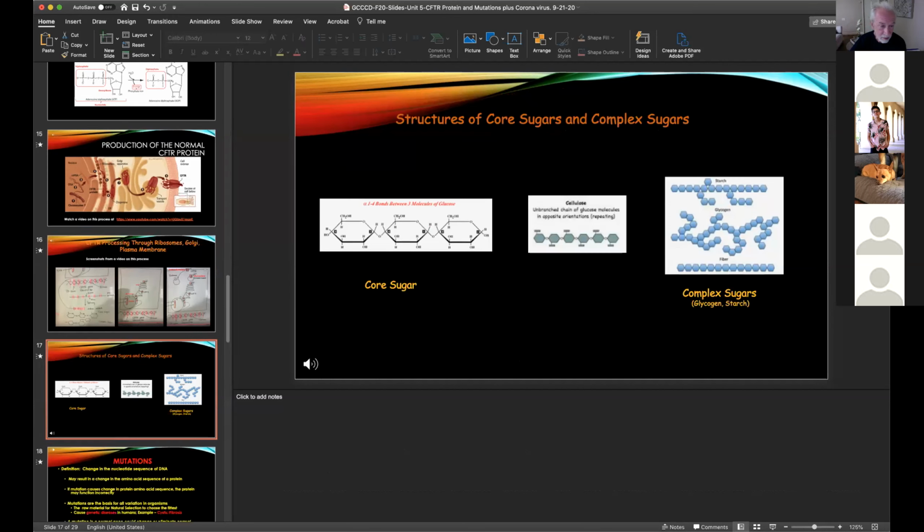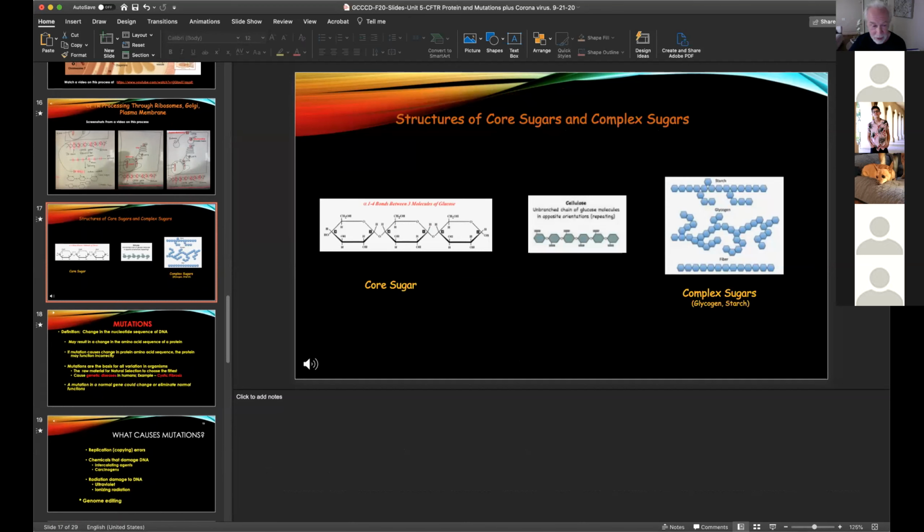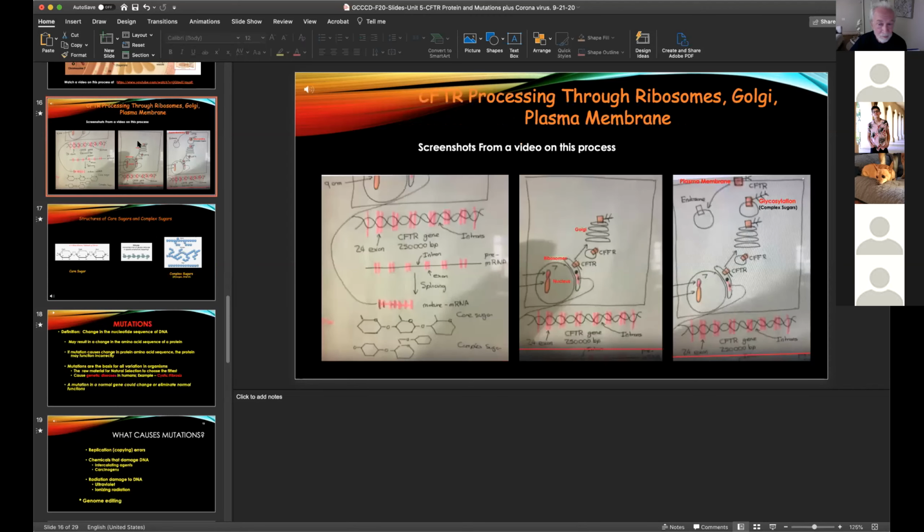And if we go to the next slide, proteins are glycosylated with both core sugars and complex sugars. What does it mean to be glycosylated? It means sugars are attached. It's really just that simple. So you think of a protein or an enzyme as just a string of amino acids that's folded, but in fact, almost all proteins, in order to be active, have to have sugars attached. And that process is called glycosylation.